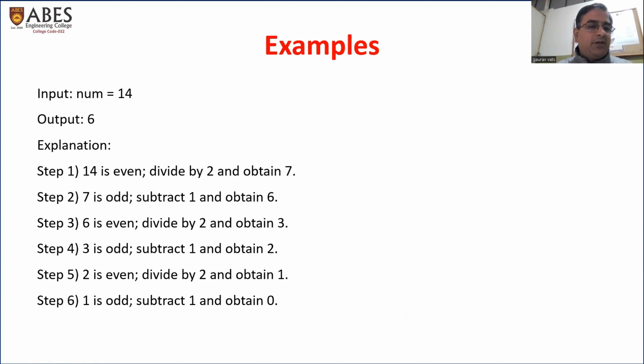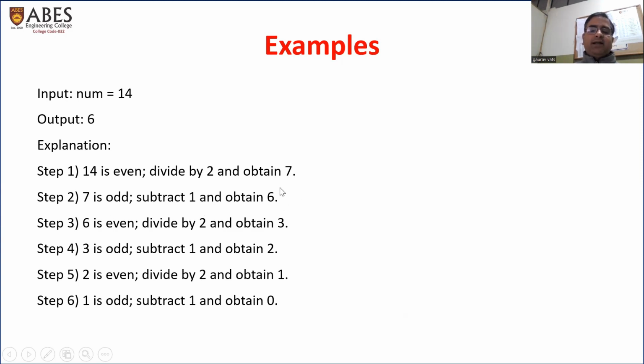This is the first example. The value of num is 14. You can see the explanation of the steps here. The output is 6. How? 14 is an even number, as you know. So if the number is even, divide by 2, and we get 7 as a result. Now the result is odd, and the number is not reduced to 0 yet. In the next step, if the number is odd, subtract 1, according to our constraint. So the result is 6.